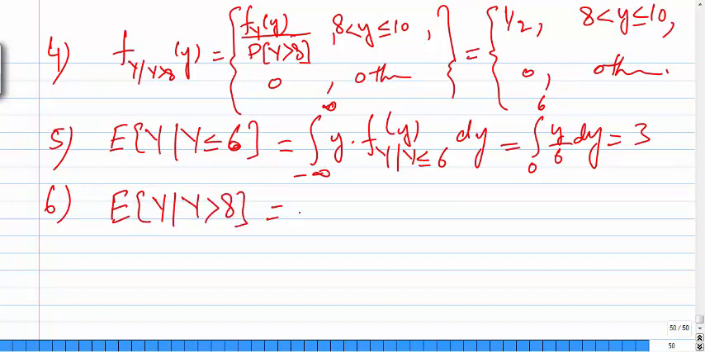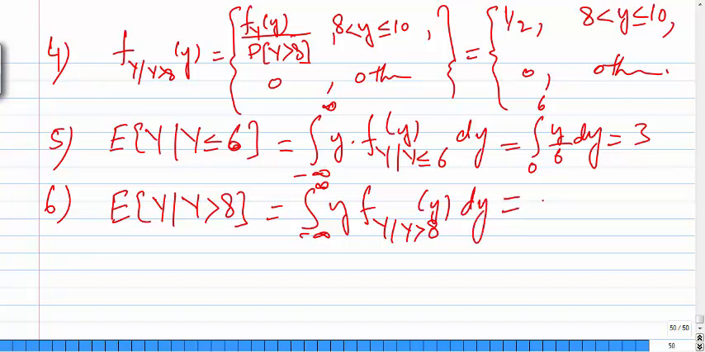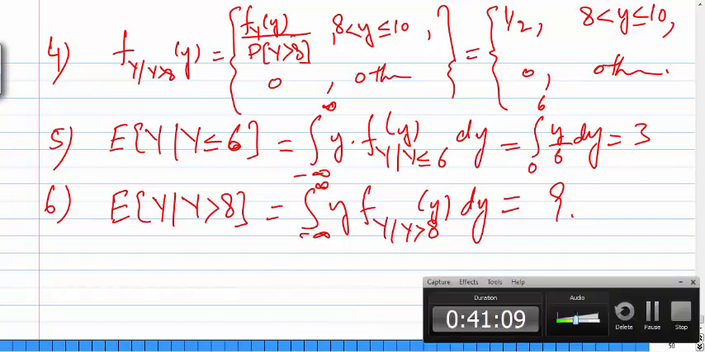The last question is the expected value of Y given Y is greater than 8. Same thing: integrate from minus infinity to infinity y times the conditional PDF of Y given Y greater than 8, dy. When I plug in the values, it becomes 9. So here I will stop. With this we conclude chapter number 3 on continuous random variables.